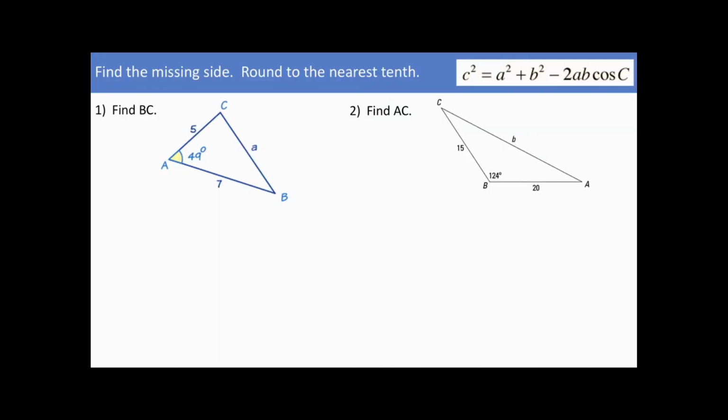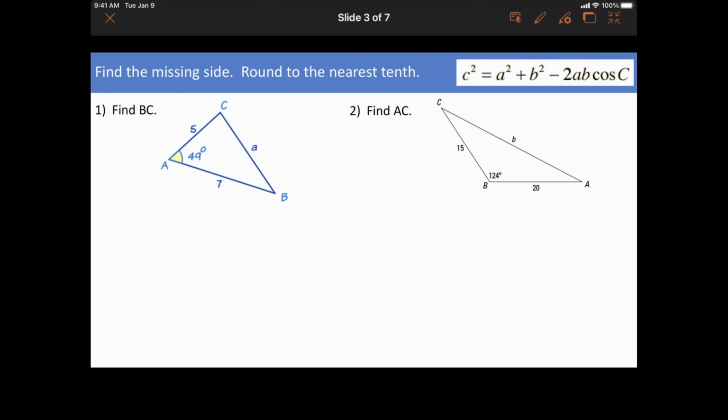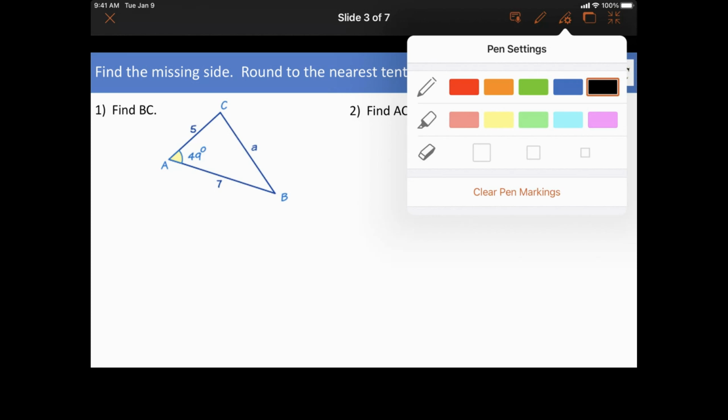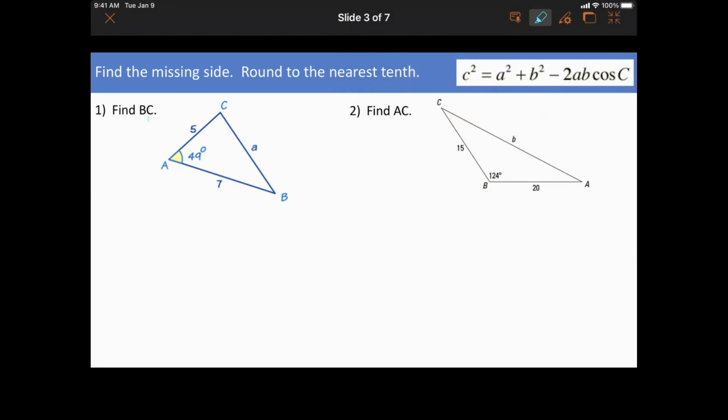So let's find the missing side first. Here's the law of cosines, which I wrote up on the right for you for reference. We're going to find BC, which is here. So even though it's labeled a, that's going to be the c here. And this is the angle that we're given, so that's going to be here. And then these are the two sides that are flanking it. So we're going to use a and b for that.